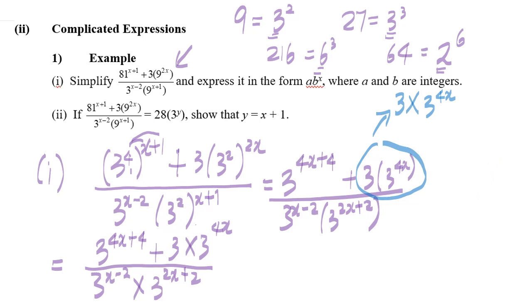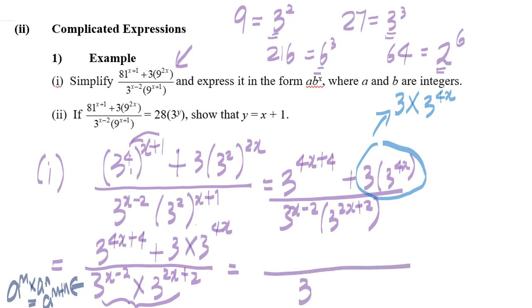Okay, so let's continue. Alright, so we can simplify the denominator. Here you can apply this rule: same base times same base, a to the power m times a to the power n, then you just add the powers. So our denominator will be 3 to the power of x minus 2 plus 2x plus 2. So that gives us 3x. So this will be 3 to the power of 3x.